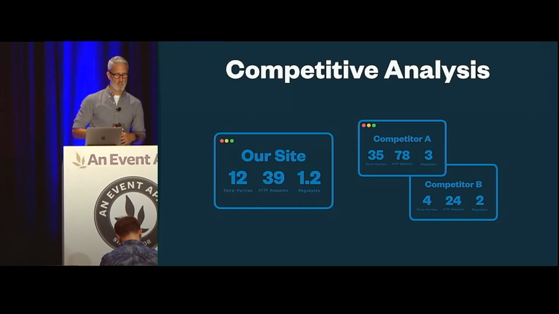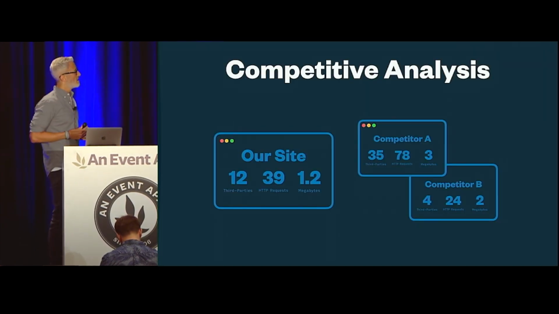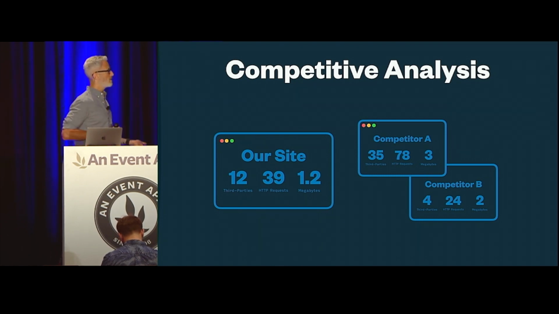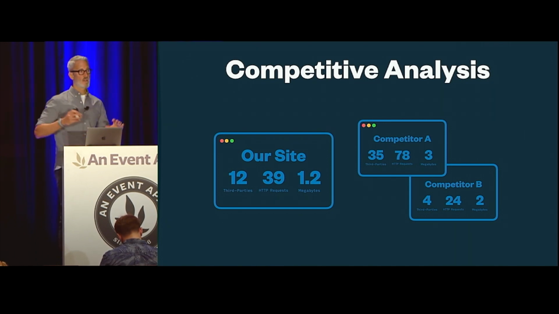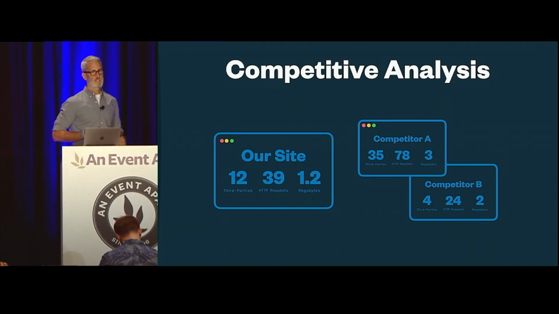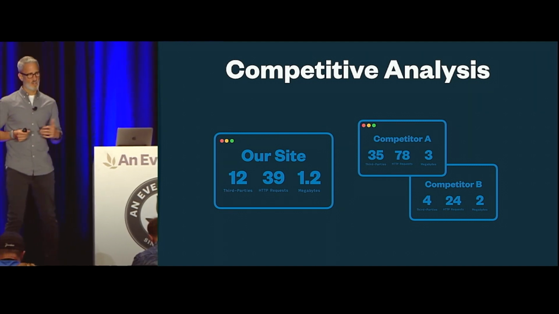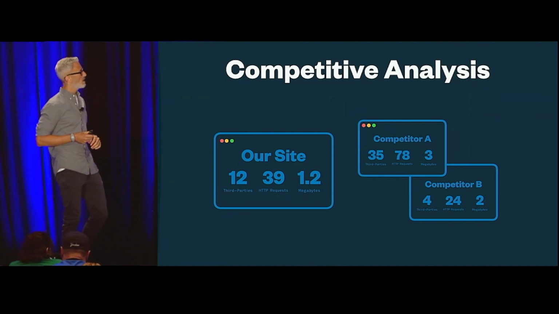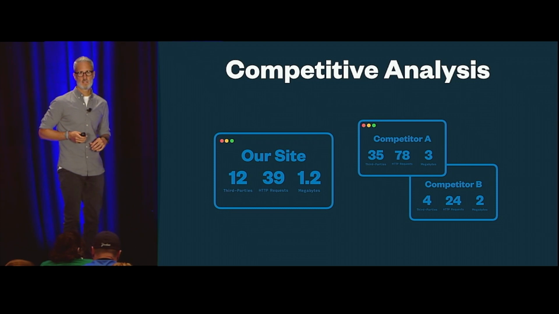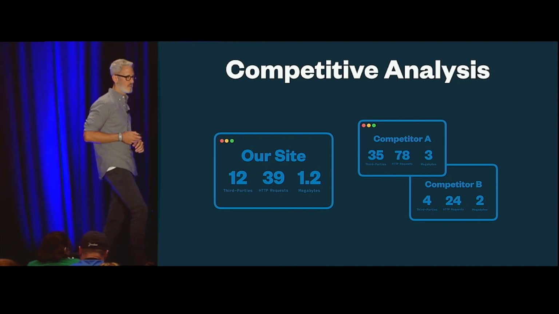My favorite thing to do here is a competitive analysis. So you could say, well, our site loads 12 third parties. We have 39 HTTP requests on our homepage. It's 1.2 megabytes. Let's say I work at Adidas. And then, okay, well, Nike does this and Reebok does that. Well, they have fewer, so what can we do? And oftentimes, just that sheer competitive drive within most people, it's like, well, what can we do to get down? How can we be the best in class at this?